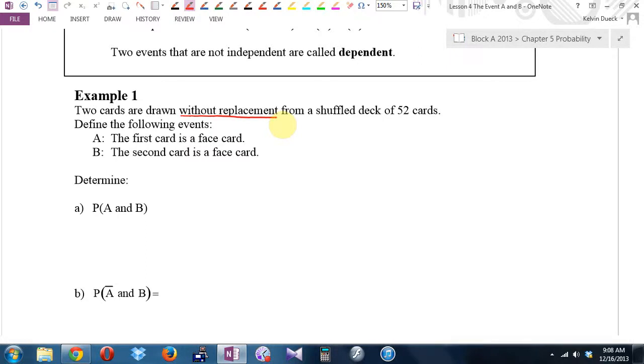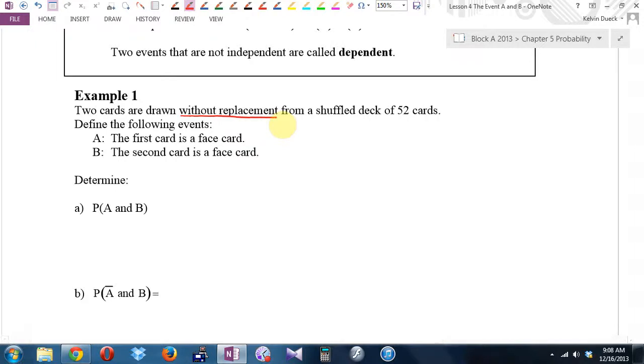Event A, the first card is a face card. Event B, the second card is a face card. How many cards are we picking? 2. This is a job for a tree.